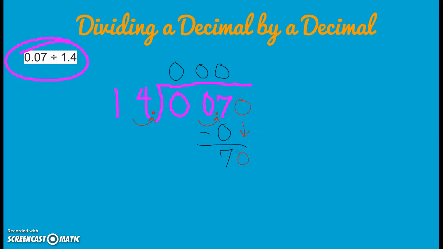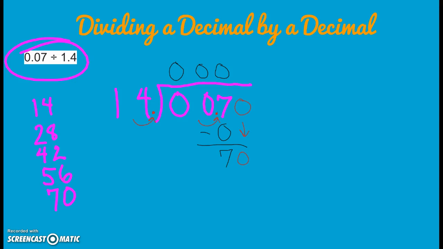How many groups of 14 can I get out of 70? Well, I don't know my 14 facts, but there are a few different ways that we can figure this out. Let's do it the most simple way and just write out our multiples. So 1 times 14 is 14. 2 times 14 is 28. Add another 14 to that, and we get 42. Add another 14 to that, and we get 56. And add another 14 to that, and we get, oh, look at this. It's going to work out perfectly for us.